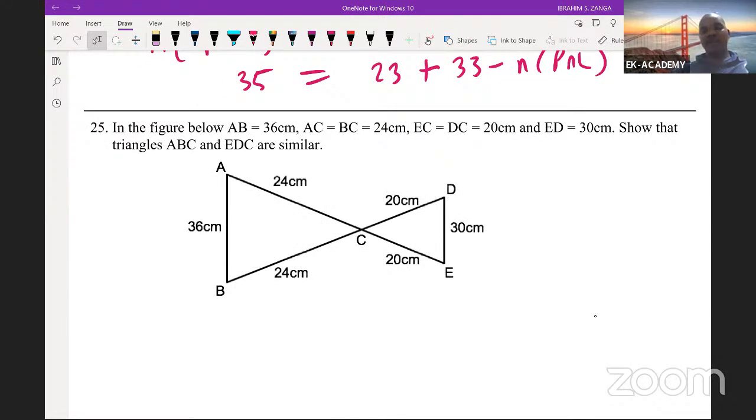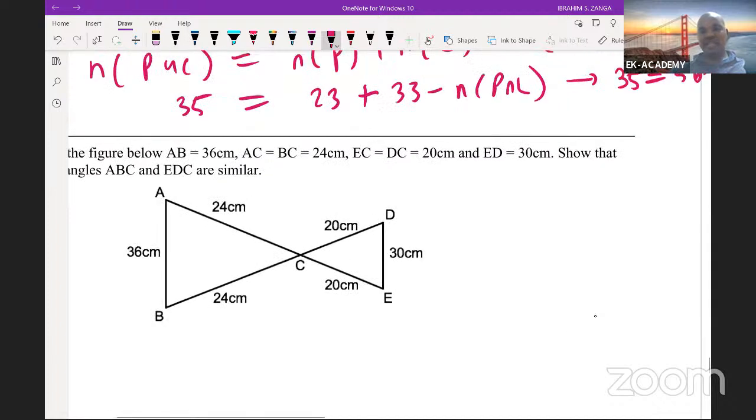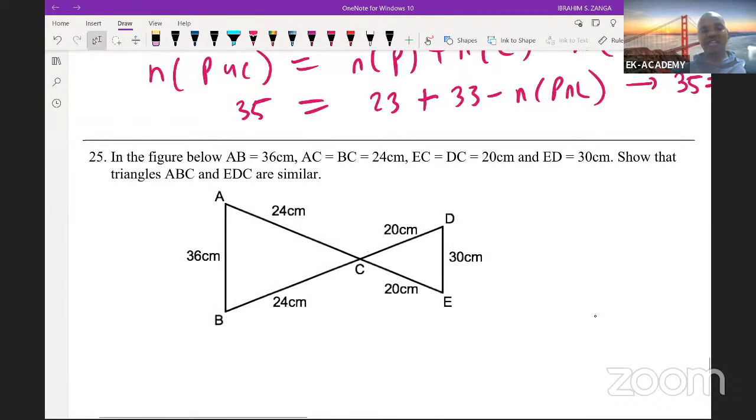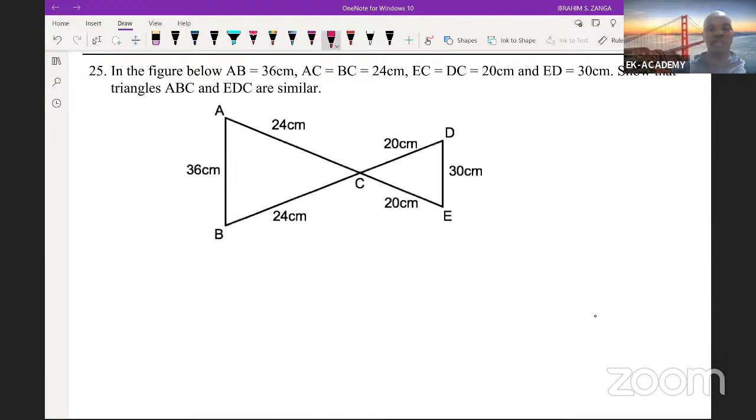We proceed with question number 25. In the figure below, AB is 36, AC equals BC, and EC equals DC, 20, and ED is 30. Show that triangle ABC and EDC are similar. So I'm going to say, consider triangle ABC and triangle EDC.